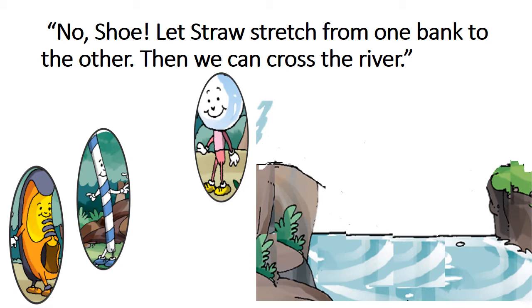"No shoe. Let straw stretch from one bank to the other. Then we can cross the river." So what do they say? They don't want the bubble to float. So they want the straw to lie on from one bank of the river to the other, so that the straw acts like a bridge, and the shoe and the bubble can both walk over it and go to the other side.